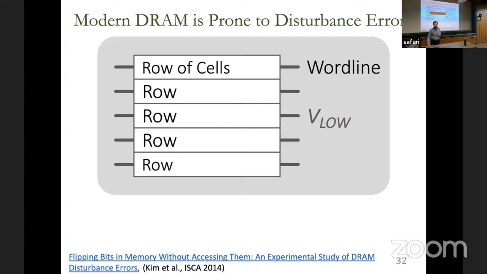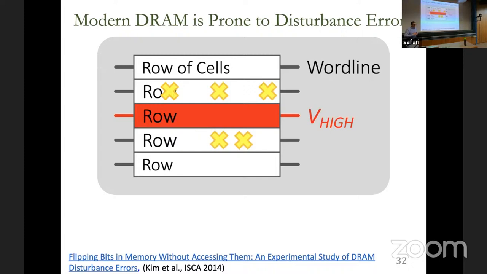Now, if you keep doing this repeatedly, activate, precharge, activate, precharge, high voltage, low voltage, high voltage, low voltage, it turns out there are some vulnerable cells in physically adjacent rows that get flipped, meaning they get corrupted. They lose their value. If their value was one, if they were charged, for example, they lose charge so that you cannot read them as a value one, you read them as value zero. So this is basic data corruption. Does that make sense?